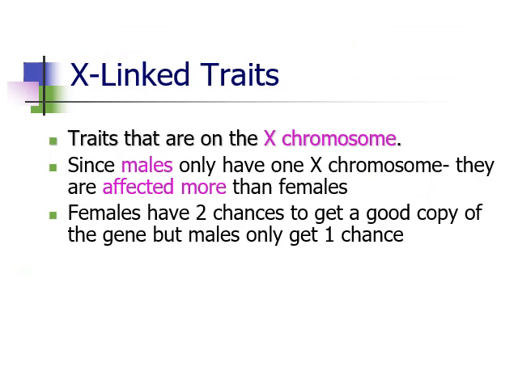X-linked traits are something we mentioned a little bit about before. These are traits that are found only on the X chromosome. That's one of our sex chromosomes. Since males only have one X chromosome, they are going to be affected more than females. Females have two X chromosomes. Males just have one X chromosome and the Y chromosome. So females have 2 chances to get a good copy of an X-linked gene, but males only get 1 chance. Whatever they have on their X chromosome, that is the trait that they're going to have. There's no chance for it to be balanced out by another X chromosome.